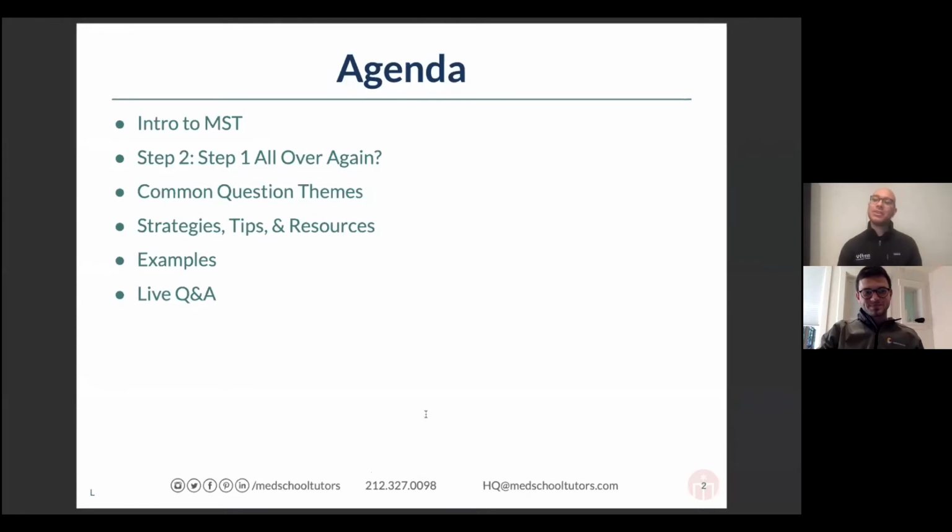So what we have lined up for you tonight is really going through systematically some tips and tricks for how to tackle Step 2 CK questions. We'll compare and contrast with Step 1. We'll go over some common question themes. If you've taken other types of this exam, some of the themes will be similar, but there are some key differences that we will go over. We'll give you specific strategies around tips, both in terms of the resources that you can use to maximize your study time, and also go over some questions and highlight how we might approach questions in an efficient way with some examples.